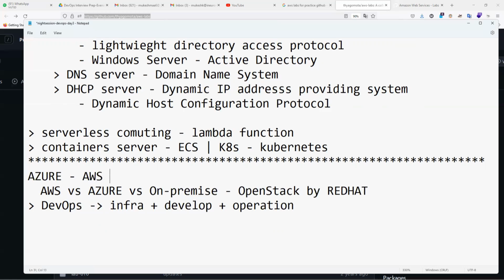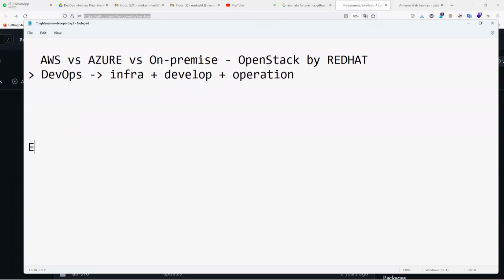So I know the differences, very easy to work. Only the service name is different. Like if you talk about the EC2 in AWS, so we have virtual machine in Azure, or Azure virtual machine we also say. If we talk about the S3 storage, here we have blob storage. That's it. Only the name is different.